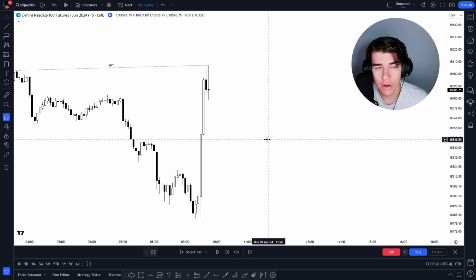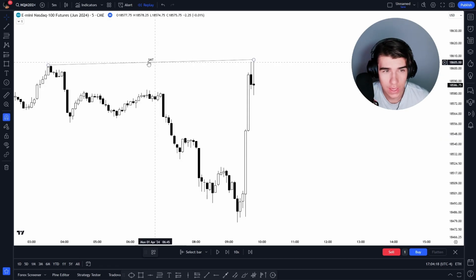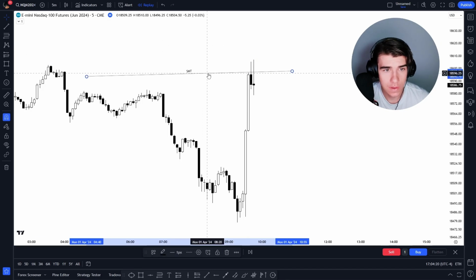But again, the narrative comes into play. The overall drawn liquidity is going to be the most important factor when it comes to profiting off of the 2022 model, because without knowing the drawn liquidity, you have no way of telling which highs are going to work and which lows are going to work. So again, we have an SMT divergence here.